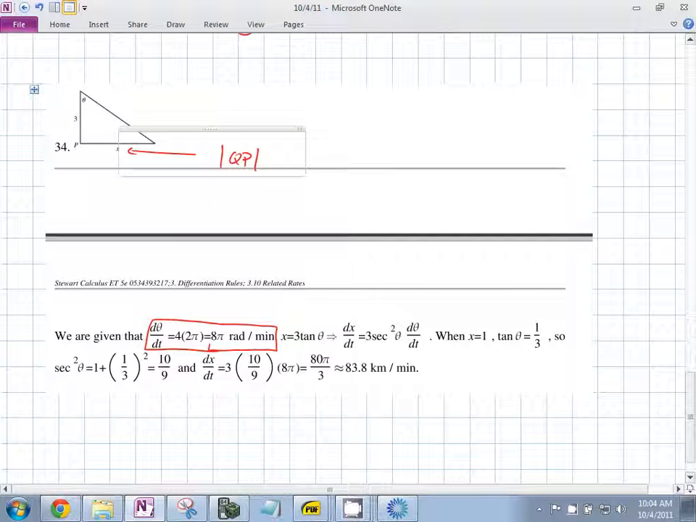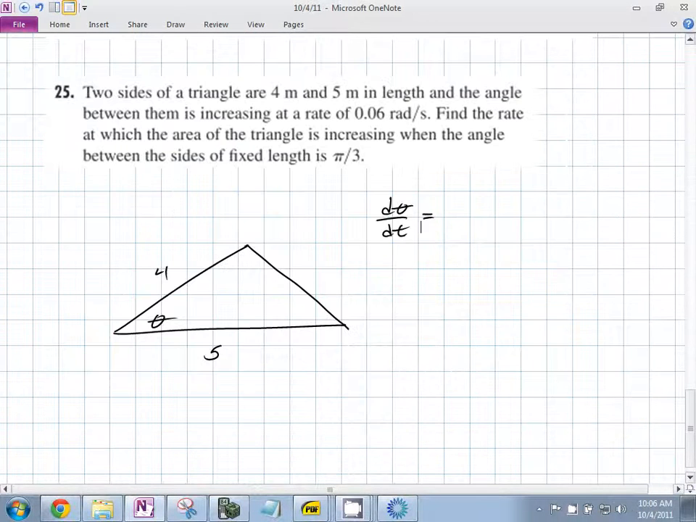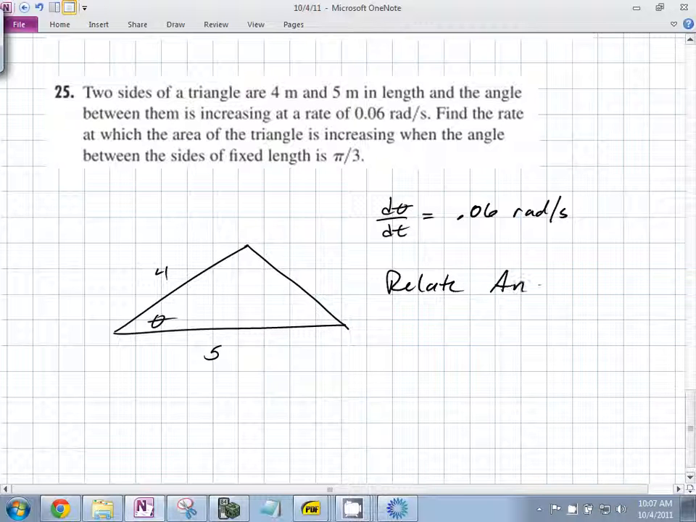The thing is that secant squared theta, blah, blah, blah, I'm going to pause it for a second, is equal to what? It tells you in the problem. 0.06. Thank you. 0.06 radians a second. Got it. Find the rate at which the area of the triangle, so we want to relate what? Area to what? Theta.